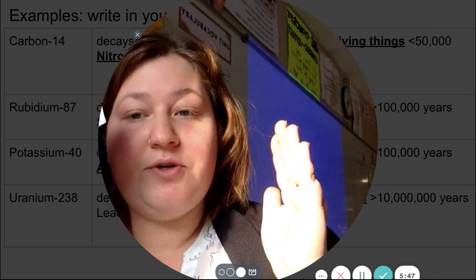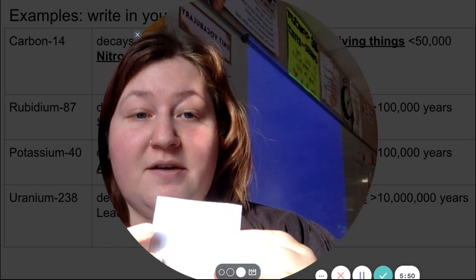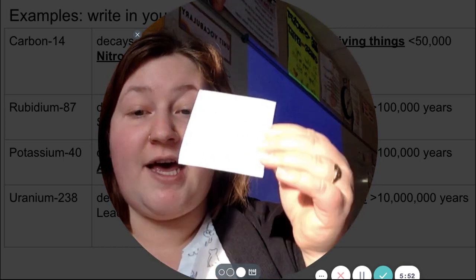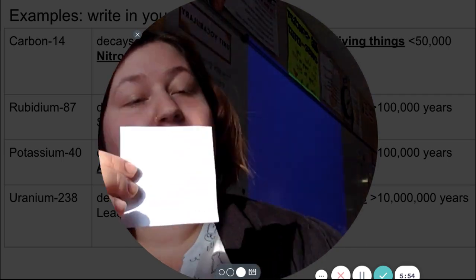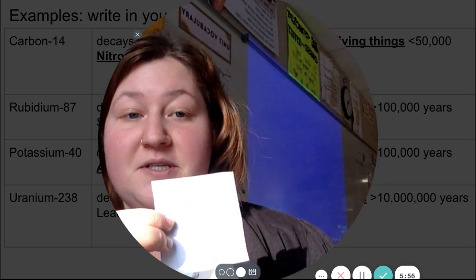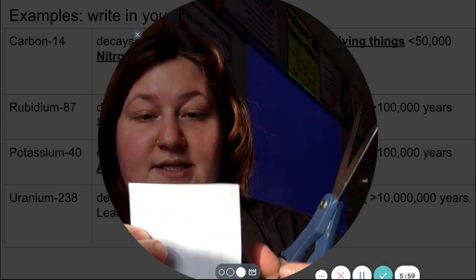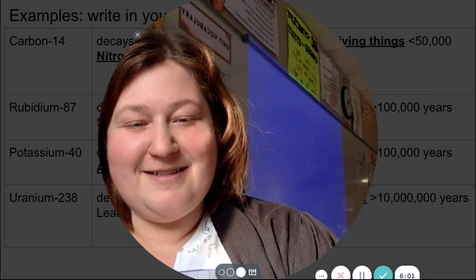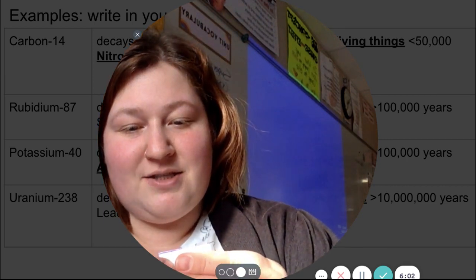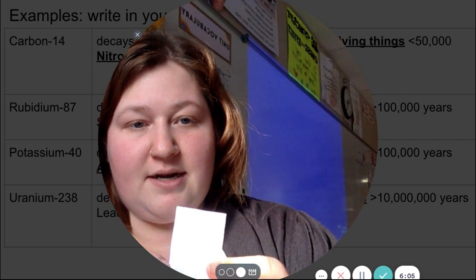Now, I'm going to fast forward, though, a few thousand years, and I'm going to do the half-life of this. So when we fast forward a few thousand years, and I cut this in half, maybe I should fold it. I'm going to do the half-life of this carbon-14. I'm going to cut it in half.